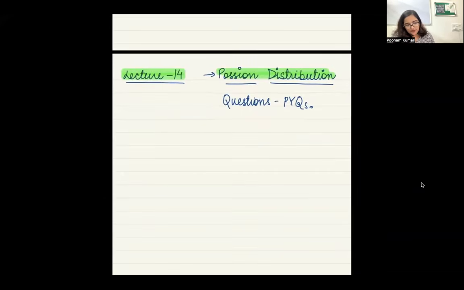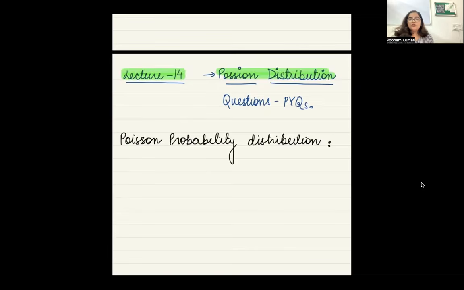So dekho, what is Poisson distribution? Poisson probability distribution. So Poisson distribution is also a discrete random variable. Okay? What is the definition of this?